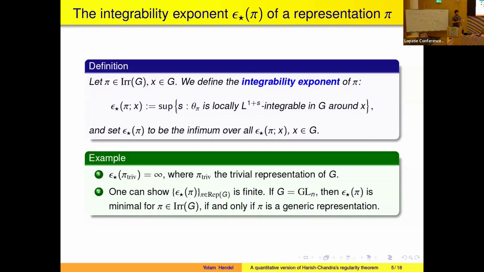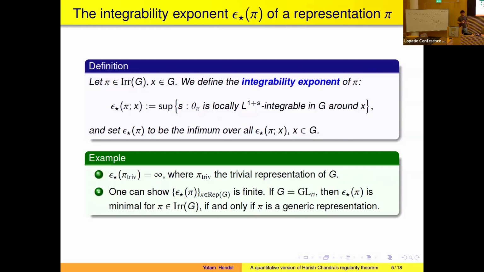So if you consider some very simple examples, for example, if pi is the trivial representation, the character is just going to be constant, and therefore epsilon is infinity. And this is in some sense the most singular representation. And this also makes sense if you consider the local character expansion, because we will see that it only has one orbit, the trivial orbit, in its local character expansion. In addition, by not so hard considerations, you can also see that epsilon star only takes finitely many values. So this is something discrete. And for GLn, if epsilon star of pi attains the minimal value, then it is generic in the sense that it has a non-degenerate Whittaker model. Actually, for GLn, it's even an if and only if.